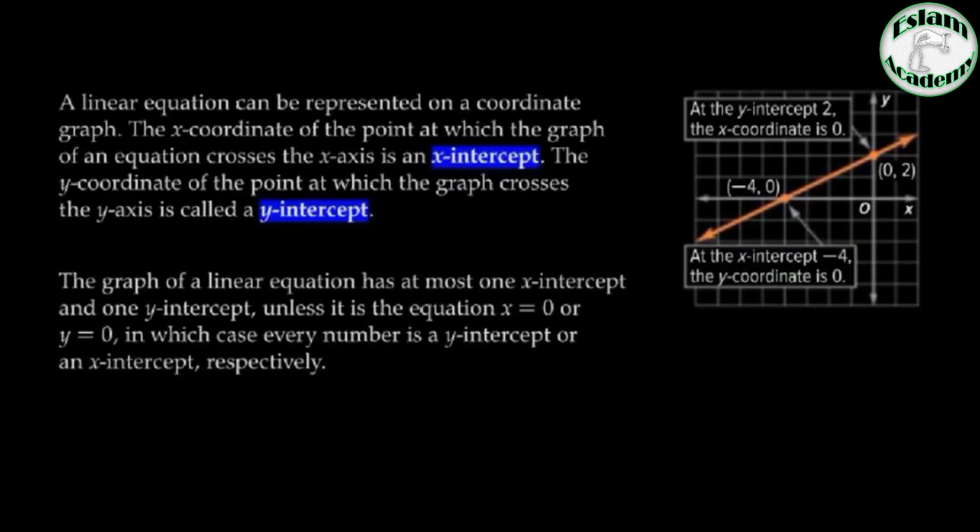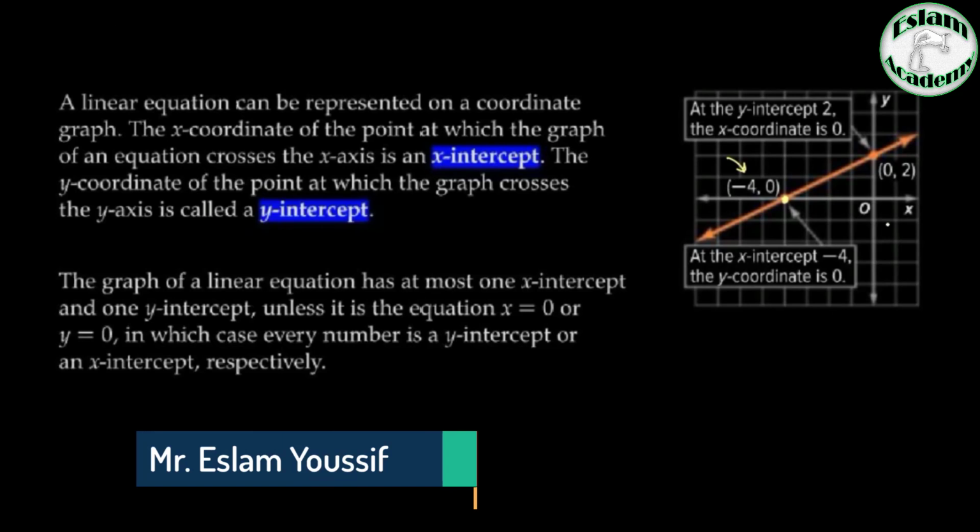And now what is the meaning of x-intercept and y-intercept? X-intercept is the point of intersection between the line and the x-axis. We have a line that will intersect with the x-axis at a point. This point will be negative 4 and 0. And y-intercept is the point of intersection between the line and y-axis. You will find that this point will be 0 and 2.